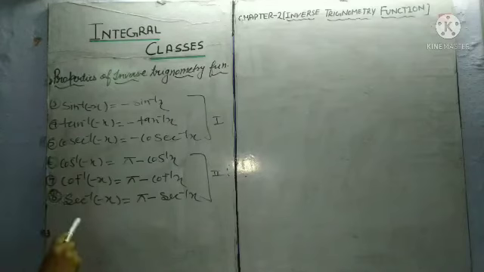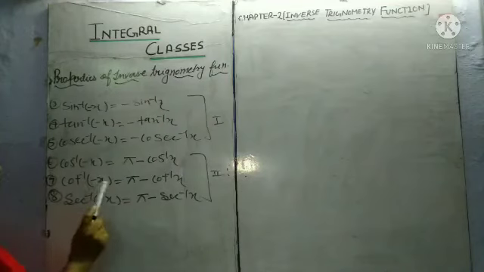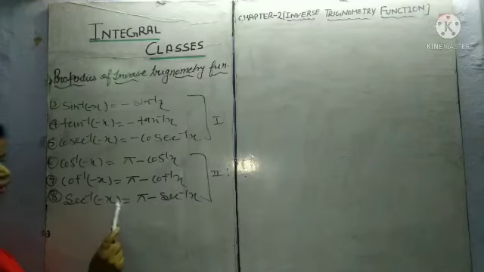In the last three, cos inverse of minus x is equal to pi minus cos inverse x. Cot inverse of minus x is equal to pi minus cot inverse x. Sec inverse of minus x is equal to pi minus sec inverse x.